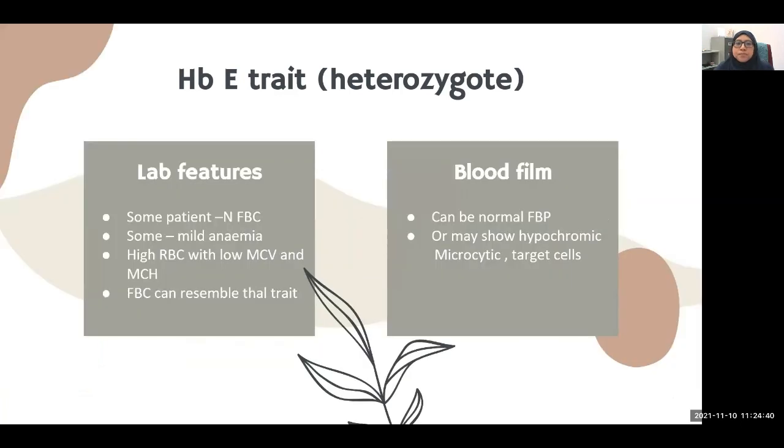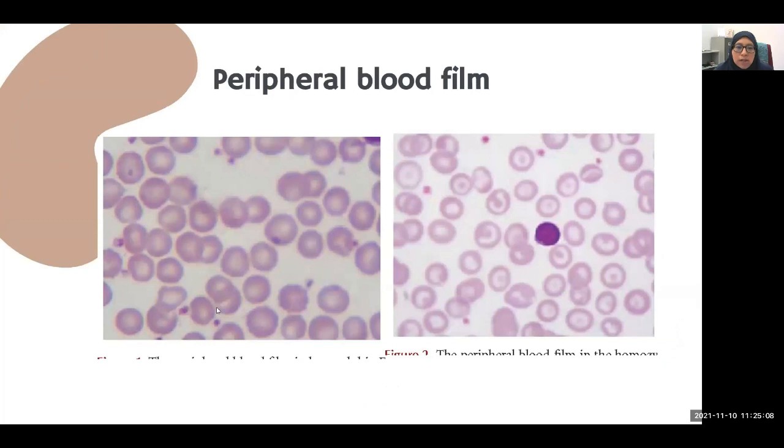For the lab features, most of the patients will have a normal full blood count, but occasionally they will have mild anemia with low MCV and MCH with a high RBC count. The full blood count can also resemble thalassemia trait. In the blood film, they can have a normal picture, and some may have hypochromic or microcytic red cells with target cells. So this one is the normal RBC, and in this one you can see target cells.